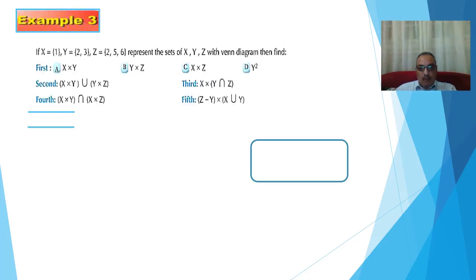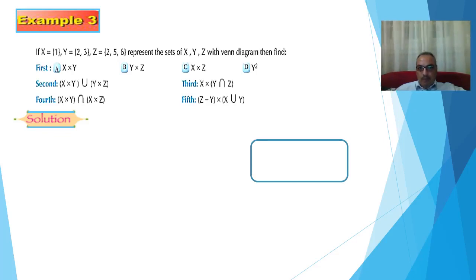By using the previous remark, we can solve an exercise together. We have X a set with one element, 1, Y with 2 and 3, and Z with 2, 5 and 6. Represent these sets X, Y, Z with a Venn diagram. Then find X product Y, Y product Z, X product Z, and Y squared. This means Y product Y.